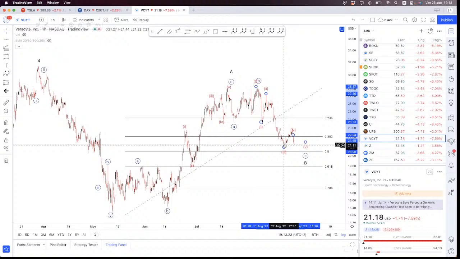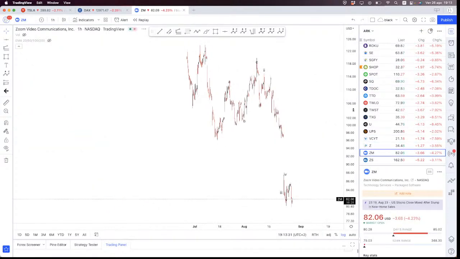This is moving as expected. 1, 2, 3, 4, 5. Nice. Yeah, I'm happy when I see things moving as predicted. It's always nice.